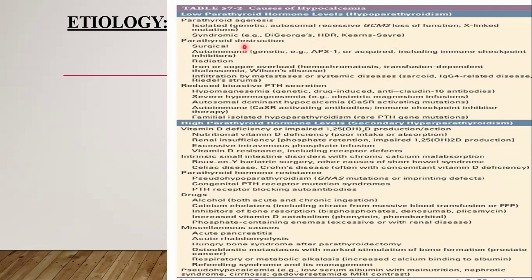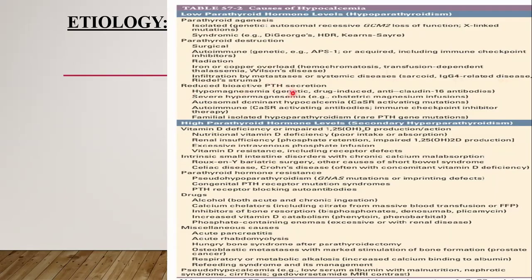Parathyroid destruction due to surgical causes, autoimmune causes, acquired autoimmune polyendocrine syndromes, due to radiation, due to iron or copper overload causing hemochromatosis, transfusion dependent thalassemia, Wilson disease, infiltration by metastasis, or systemic disease like sarcoidosis, IgG4 related disease, and struma.